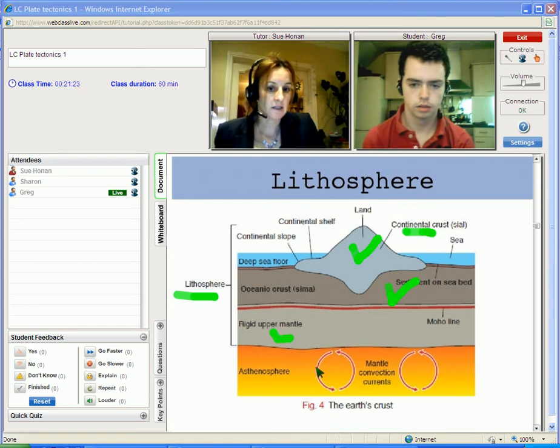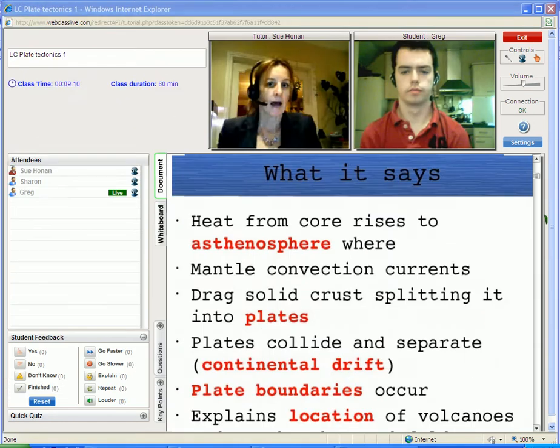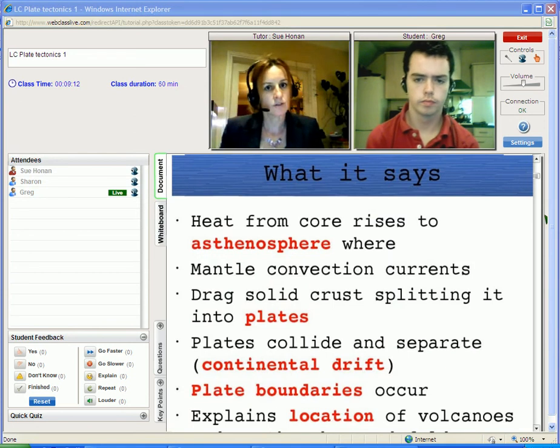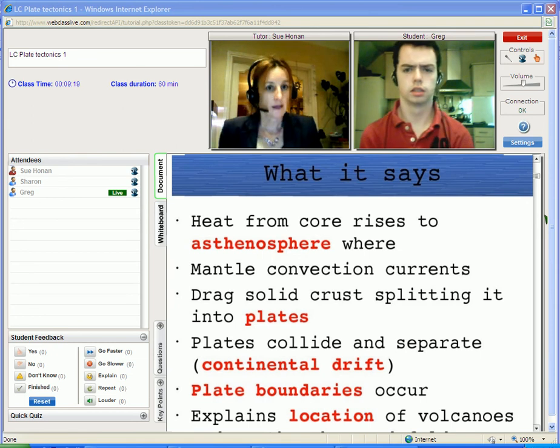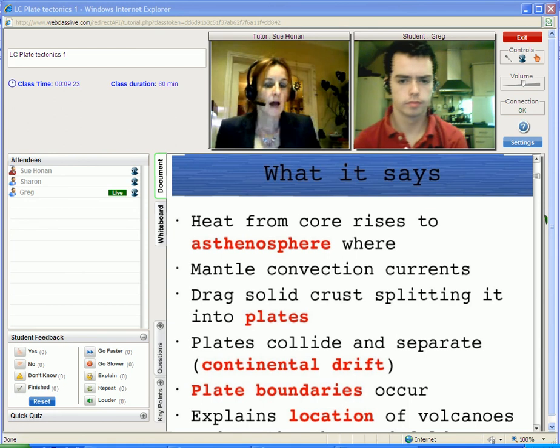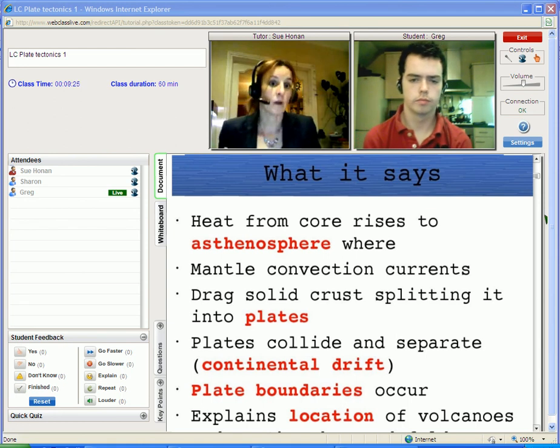And in the asthenosphere, which lies just below that rigid part of the upper mantle, this is where you get the mantle convection currents. Okay, the heat has come to here. And do you know why the Earth's core is so hot? Oh, it's due to the pressure, is it? Yes, okay, it's the great pressure at depth which has heated everything up, and that heat has to go somewhere.